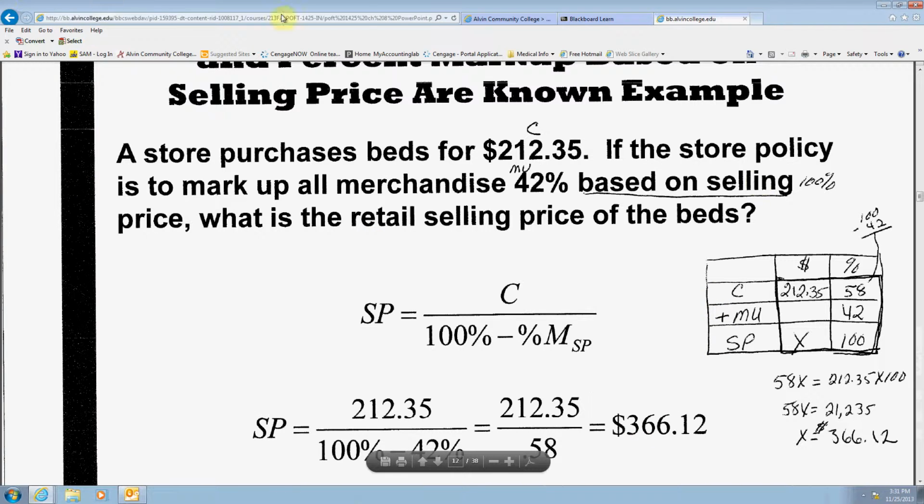We can use our formula again. We know that $212.35 is our cost. We know that we're trying to solve for the selling price, and selling price is based at 100%. We also know that the markup was 42%, so we do 100 minus 42 to get to 58, and then the four sides. 58x equals 212.35 times 100, then solve for x, $366.12.